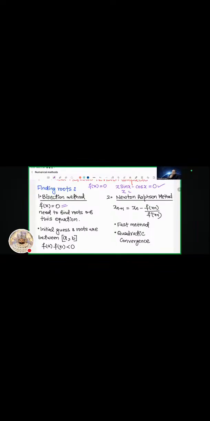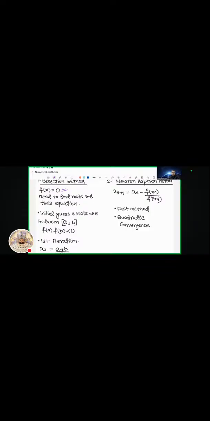Let's think a little bit. I have a gut feeling that my root will be between A and B. So whatever root I have, it will be between A and B. So let's say it will be between pi by 4 and pi by 2. Somewhere between this, my root is there. So I will say, okay, my initial guess is that the root is between A and B. It is not A, it is not B, it is between A and B. How do I check that this is true? That, okay, yes, my root is actually between A and B.